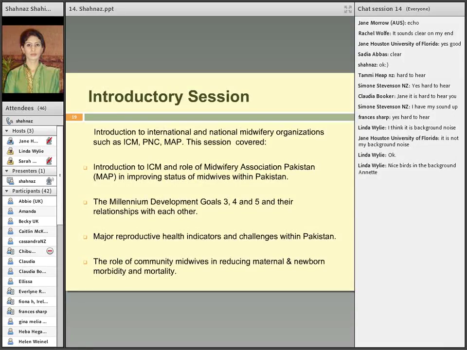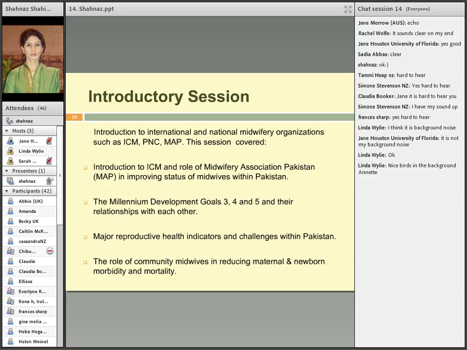Now the sessions, the modules. The introductory session was an introduction to the international and national midwifery organizations, such as the International Confederation of Midwives, Pakistan Nursing Council, and Midwifery Association of Pakistan. This session basically covered the role of these organizations in improving the status of midwives in the world and in Pakistan.